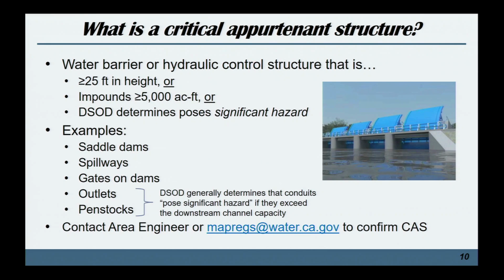I have some examples here: saddle dams, large spillways, and gates on dams, if they meet the height or volume criteria. Outlets, penstocks, and other conduits can be considered a critical appurtenant structure if they pose a significant hazard. The way that we're generally interpreting that is if a failure of those would exceed the downstream channel capacity. If you're not sure if a structure at your dam is considered a critical appurtenant structure, you can contact your area engineer and we can confirm with you whether you need to make a map for that structure or not.